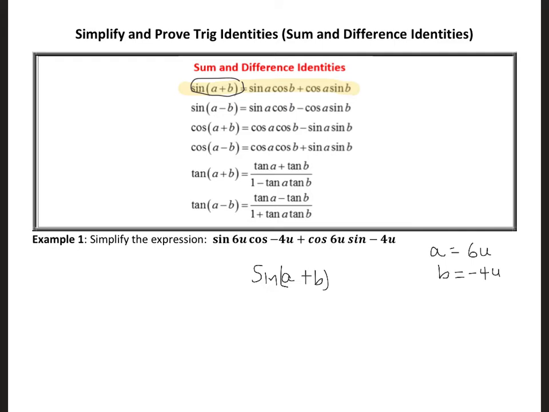So then my solution is going to be sine A, which is 6u, and I'm going to add negative 4u, and my answer is going to become sine of, not negative but positive 2u, and that's my answer.